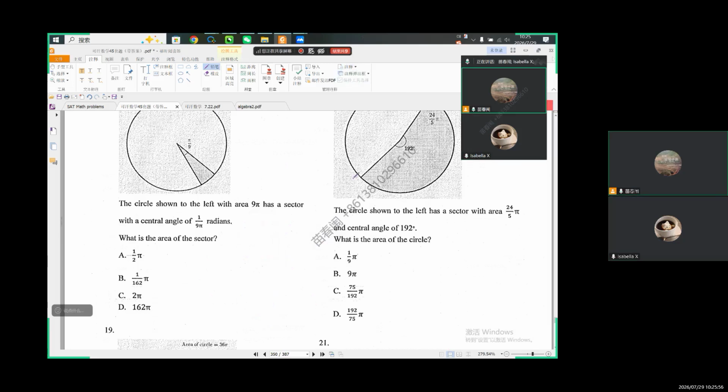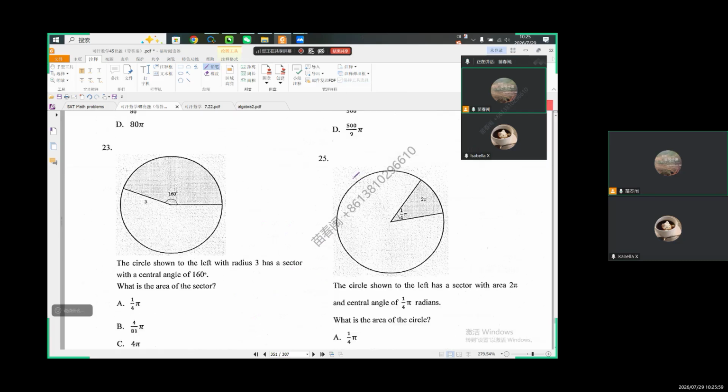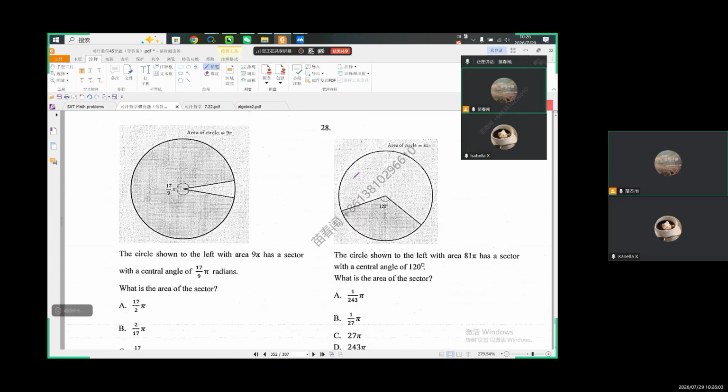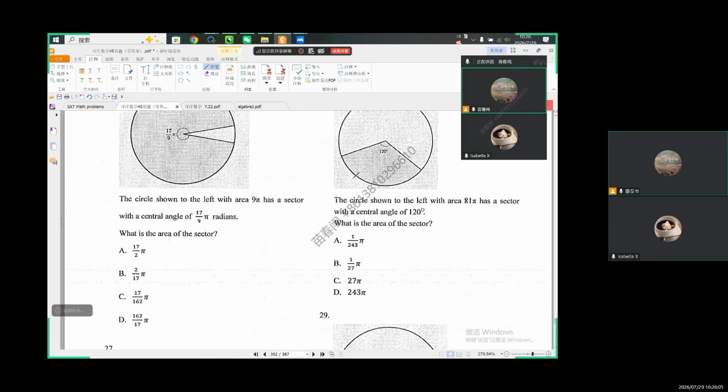And the next one is 28. 28, I think it's a similar mistake you made with 18. Because you're familiar with the fraction form, right? You're still using 120 divided by 360, right? And then times the whole area, which is 81, right? 81 pi. Does that make sense?